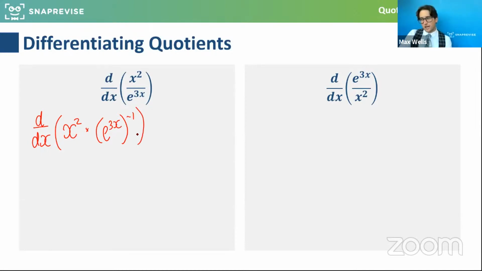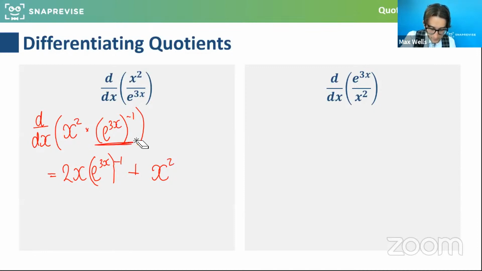So this is now a chain and a product, and it's getting kind of quite complicated. So you have to do the derivative of one times the other way round. Oh, sorry, plus the other way round. So what you'd get is 2x e to the 3x to the minus 1 plus the other way round, which would be x squared times the derivative of that, which we just found. And that came out as minus 3e to the 3x over e to the 6x.